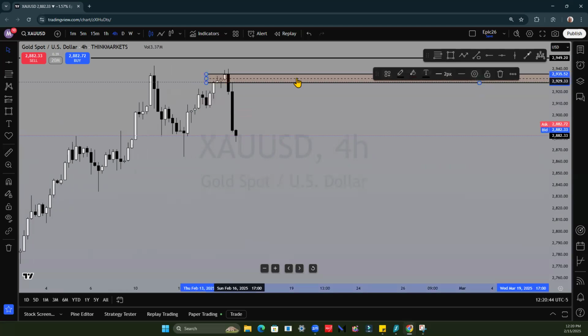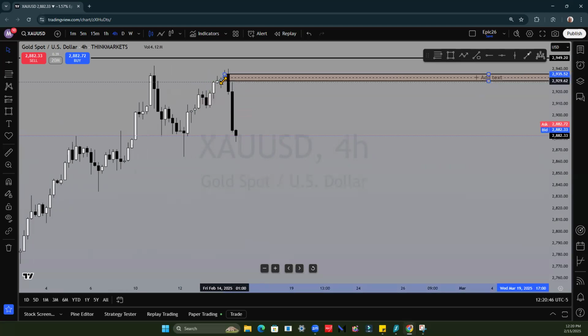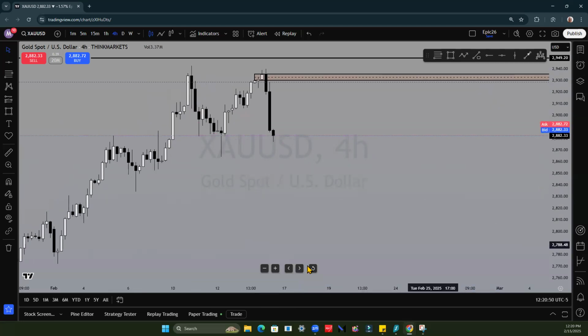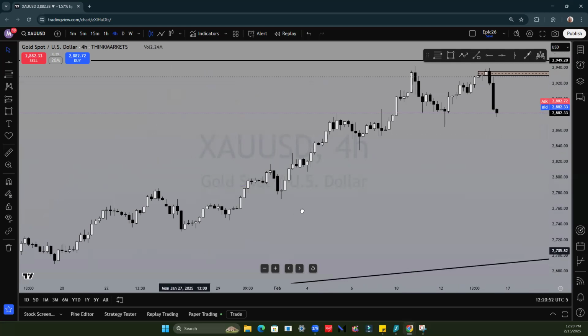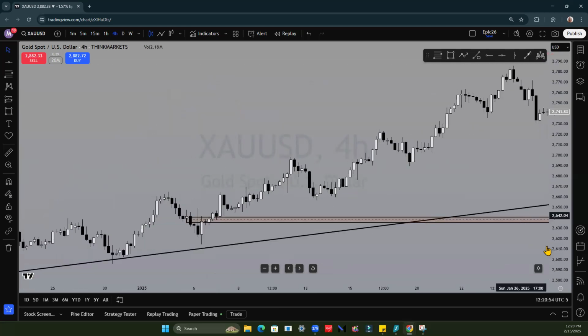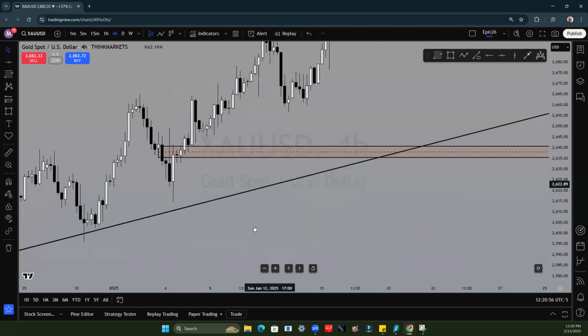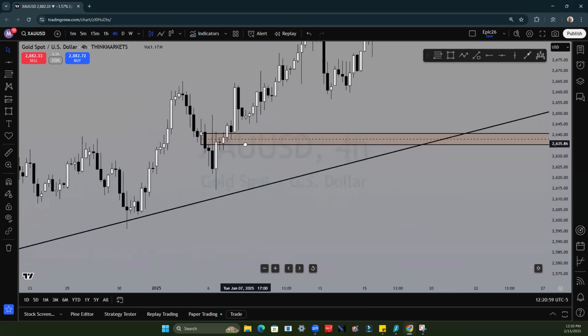This is our supply zone. Then we're going to go left and mark off our demand zone, which is right here.